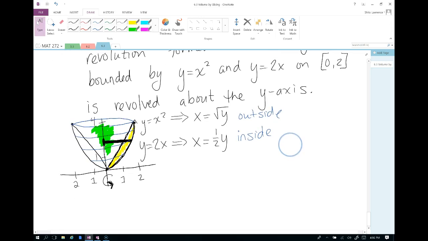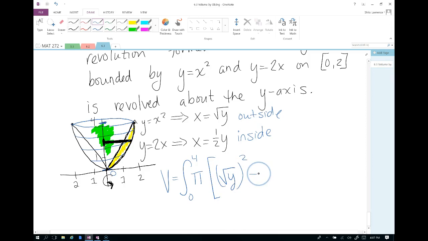Our limits of integration also have to be y values. So we want to see on the y-axis how low it goes, which is 0, and then how high it goes, which we found to be 4. So for our volume, we're going to be integrating from 0 to 4, and we always have a pi. And remember, those boundaries get squared separately because both of them create a volume. We want all of the volume inside of the square root y function, but then we want to scoop out the volume and create the hollowness inside of the 1/2 y function.